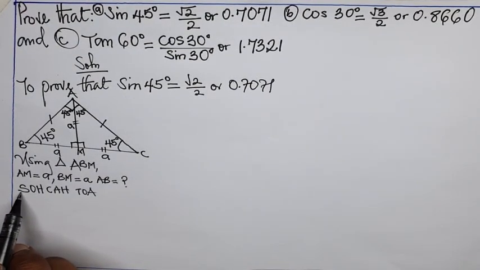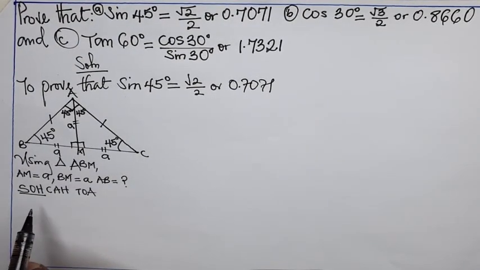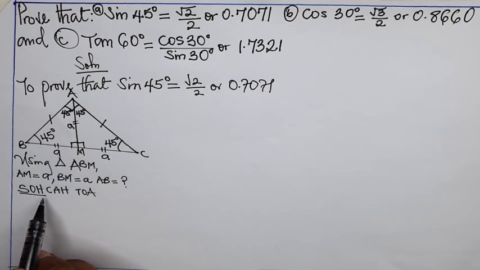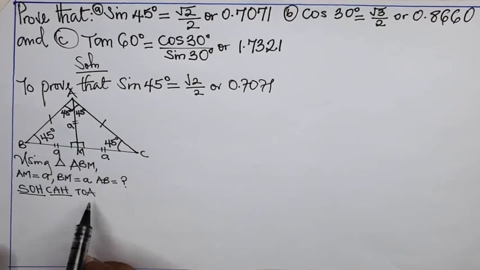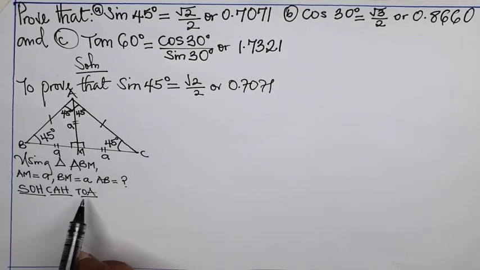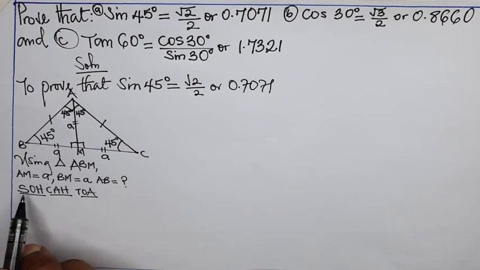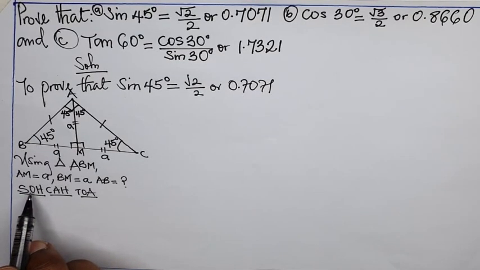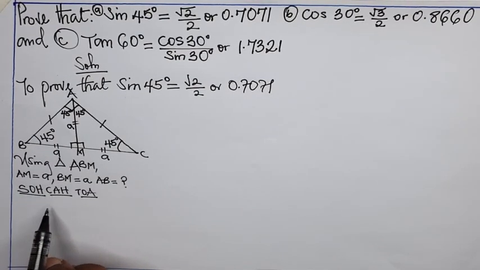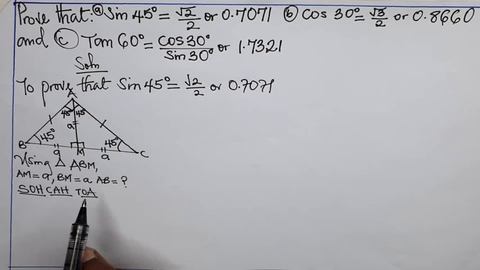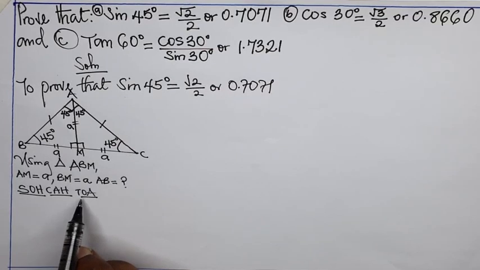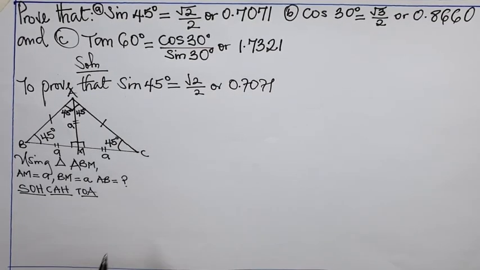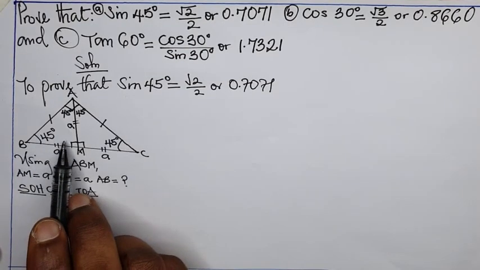Where SOH means the sine of the angle. SOH is opposite over hypotenuse, CAH is adjacent over hypotenuse, and TOA means opposite over adjacent. So the sine of the angle you are dealing with is the opposite over hypotenuse. The cosine of the angle you are dealing with is the adjacent over hypotenuse, and the tangent of the angle you are dealing with is the opposite over adjacent. All right, so this time our focus is on 45.